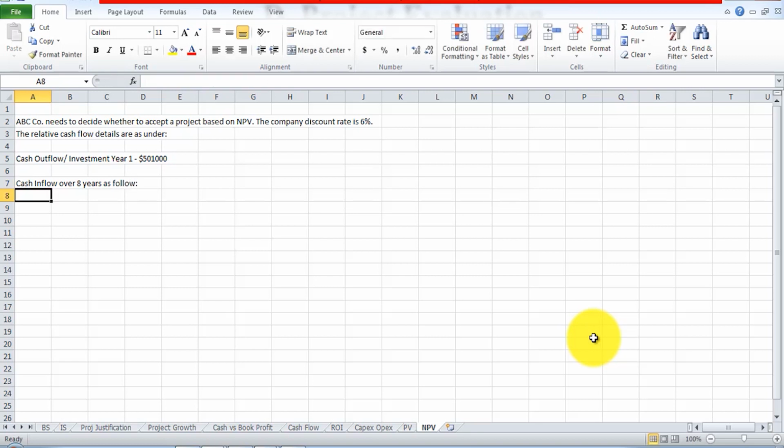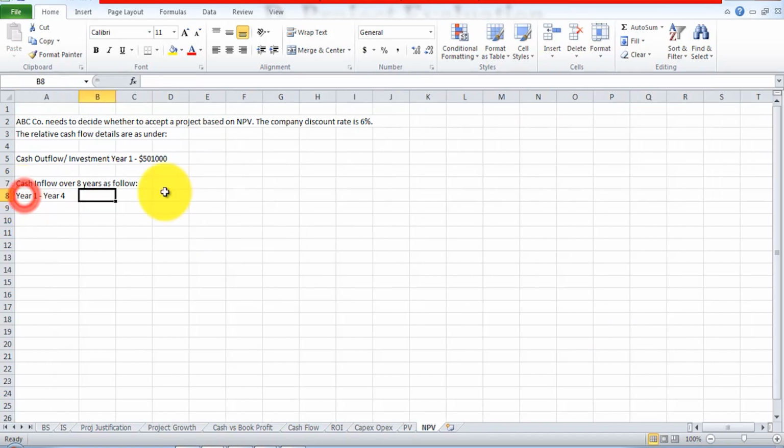We'll try to take a different approach. We'll not just say that the project is going to earn a constant cash flow. We'll say the cash flow amounts are going to change across some years. So for year 1 to 4, let's say the cash inflow will be $77,000.